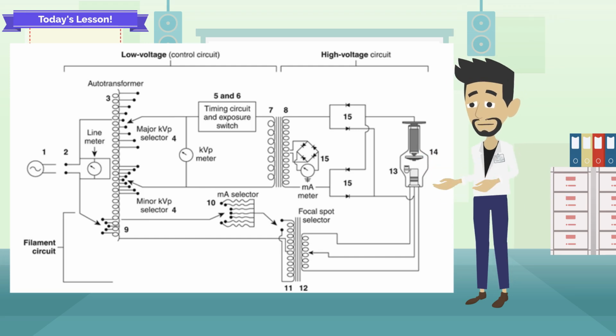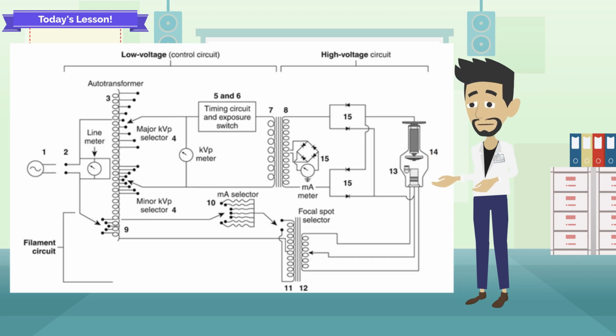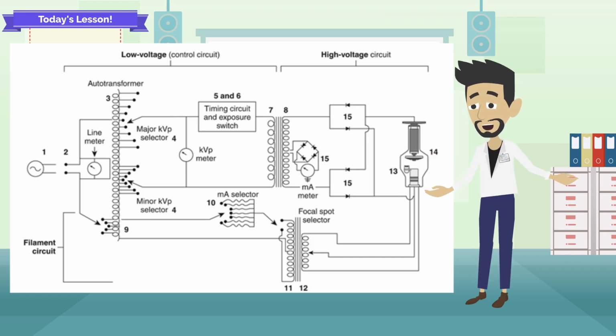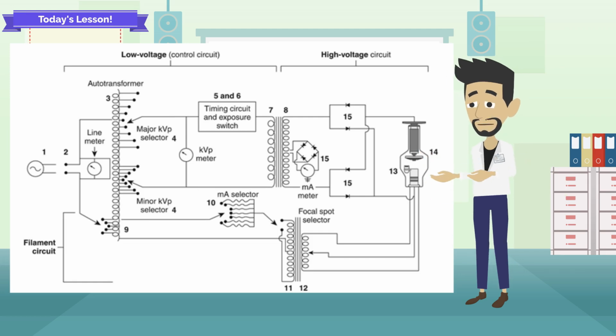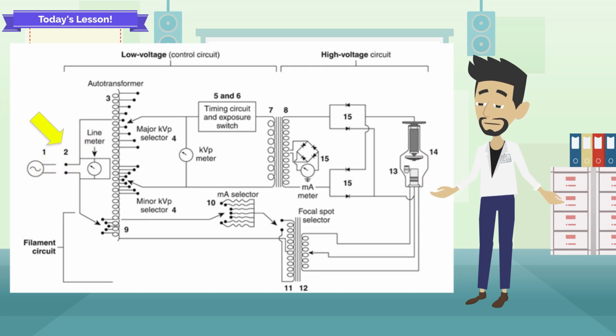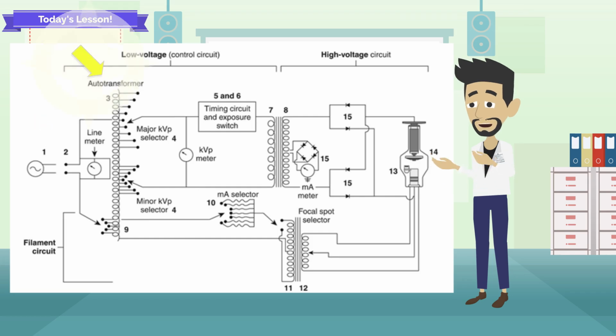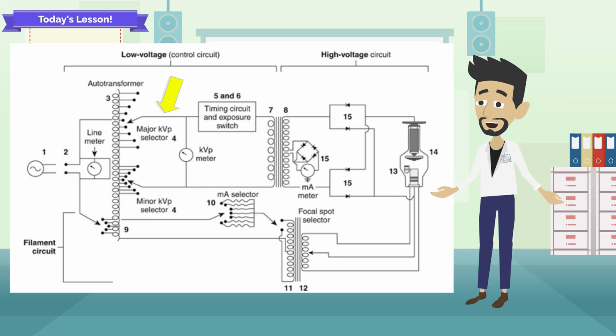With the exception of the step-up transformer, all of the devices in this subcircuit are actually located within the control console. The control console is the unit where the operator sets all of the exposure techniques, such as kilovolts peak, milliamperes, and exposure time. They include the main switch, 2, auto transformer, 3, kVp selectors, 4, exposure switch, 5, and exposure timer, 6.